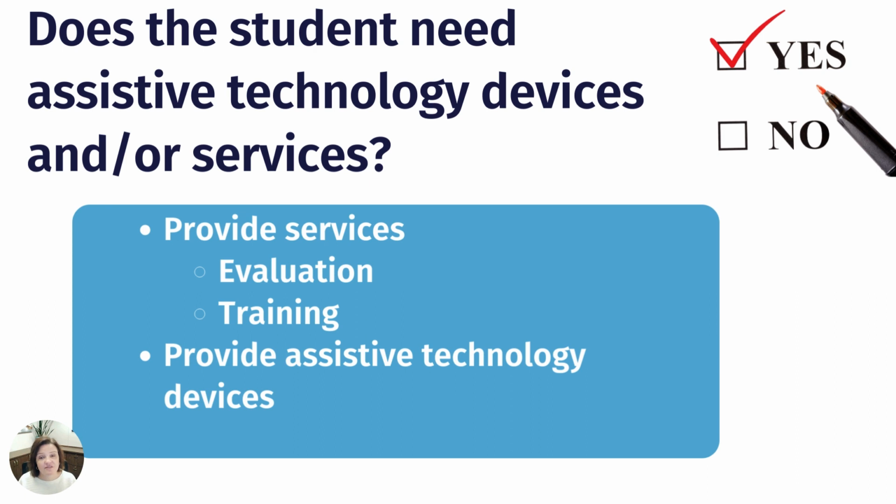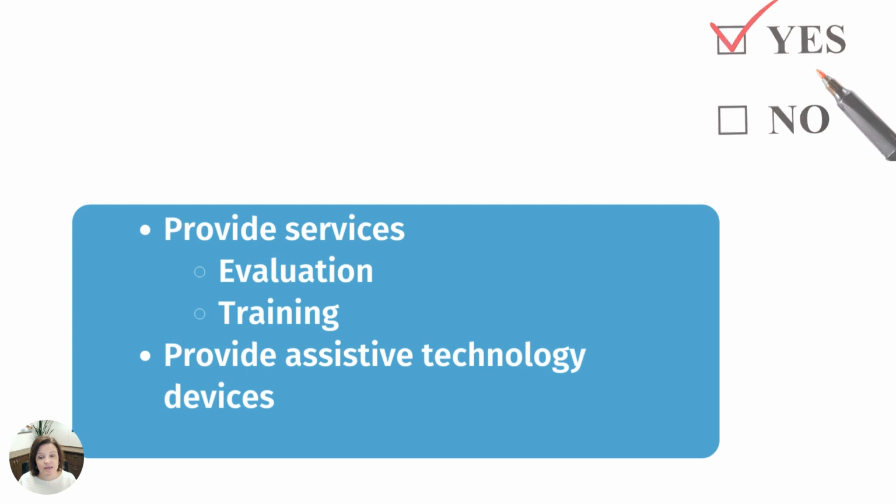Does the student need assistive technology devices or services? This factor must be addressed in the IEP when the student needs an assistive technology device or service for academic or functional needs, to include an evaluation of the child's potential assistive technology needs and training in its use for the student and related personnel. Assistive technology provisions should be detailed on the services page of the IEP.